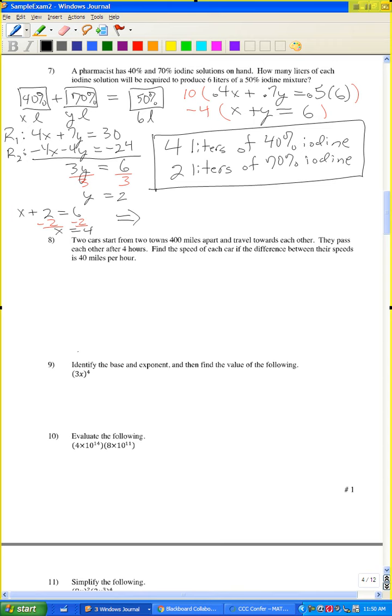Okay, 2 cars. Okay, so we have here 2 cars, and they're originally 400 miles apart. Okay, and they're traveling towards each other. Let's say at x miles per hour and y miles per hour.